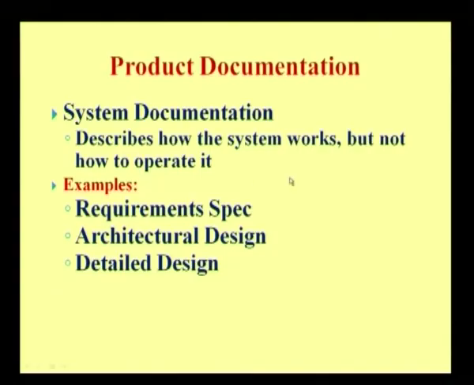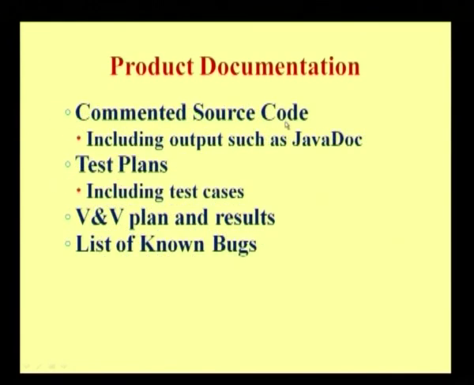Some examples of this kind of system documentation include requirement specification, architectural design and a detailed design, which does not provide information about the lower level of the system. The same product documentation carries commented source code, including the output, such as the Java documentation, a detailed test plan including all the test cases, and a V&V plan, which mentions the verification and validation plan and results.